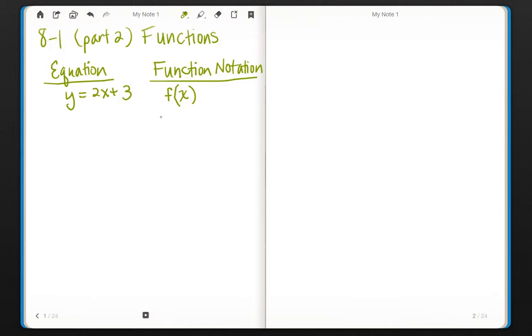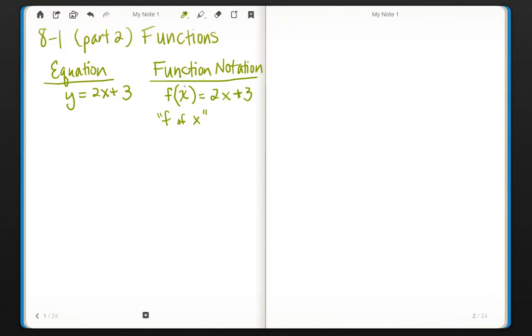It's read that you have one thing as a function of another. So this would be f of x. That's how we'd read that: f of x, as a function of x. And then you'd write equals 2x plus 3. It looks a little weird. It's not something you've seen before. But that is the same equation. It's just written in what we call function notation.